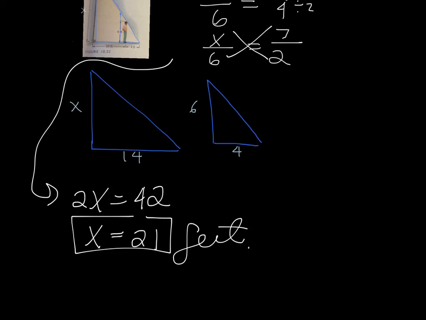So we're using similar triangles again because we have corresponding angles. These are the same measure, these are the same measure, and then we set up the proportion using the corresponding sides.